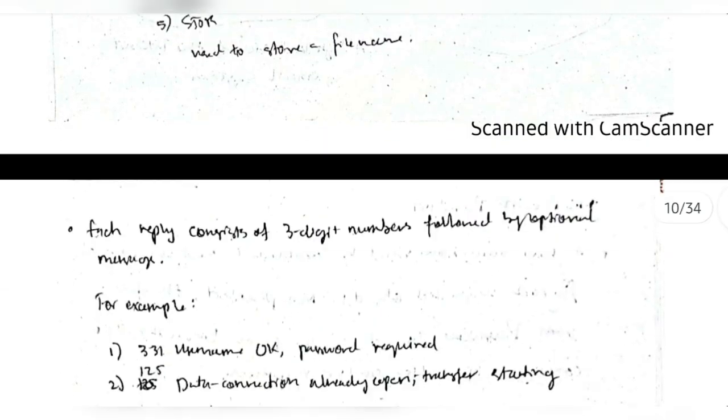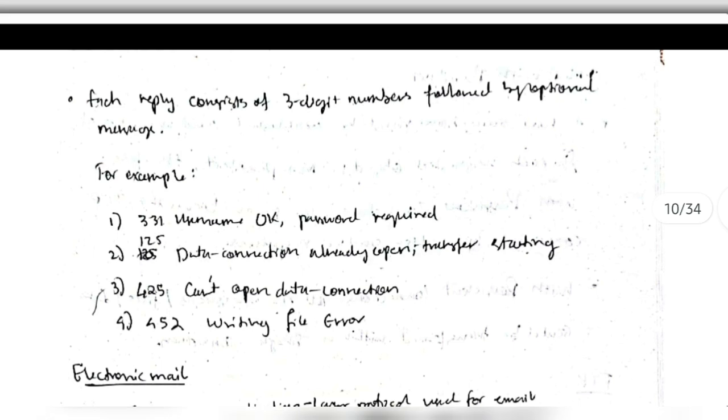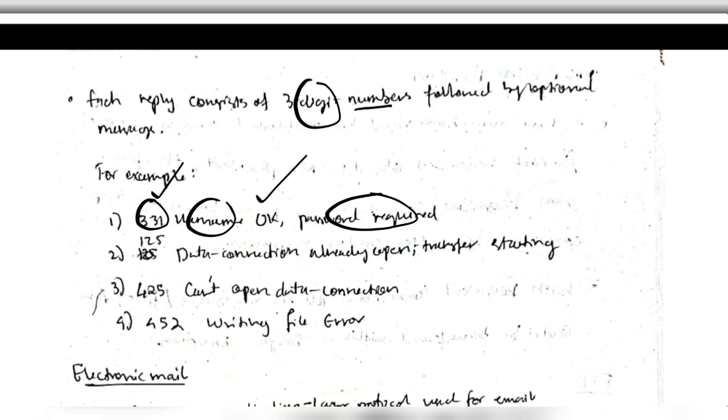What about the replies? Replies we get back from the server. Each reply consists of a 3-digit number, and for each number there is an associated meaning. 331 means username is okay and password is required. 125 means data connection already open. So give a few examples regarding that. This is the basic format of the commands and the replies.